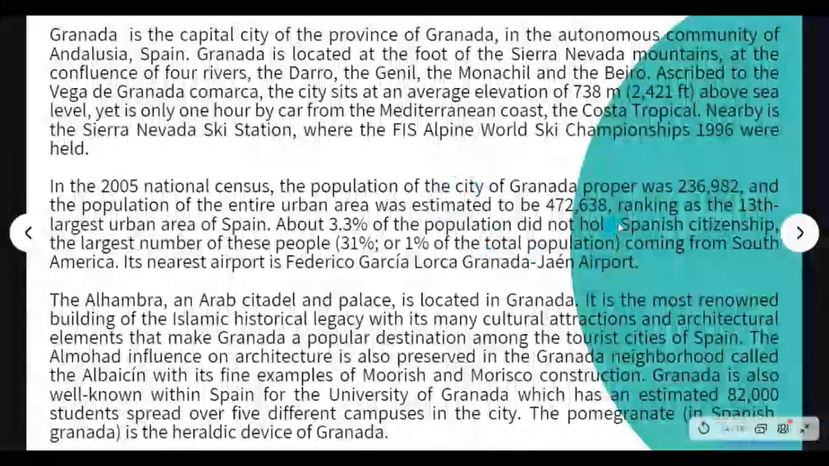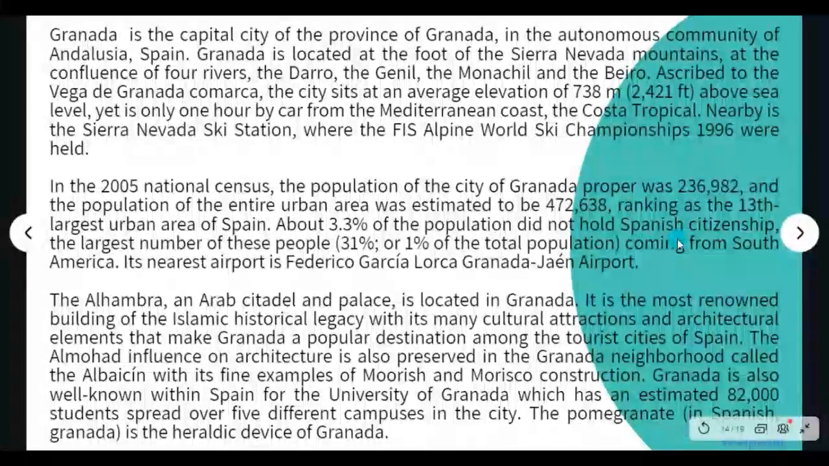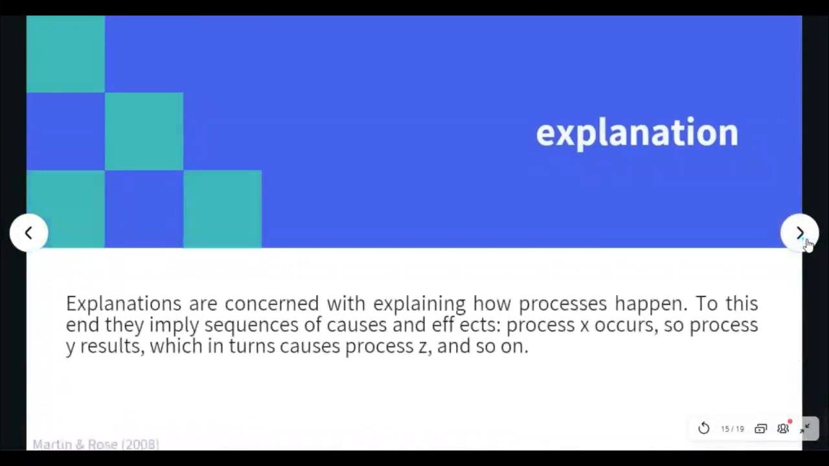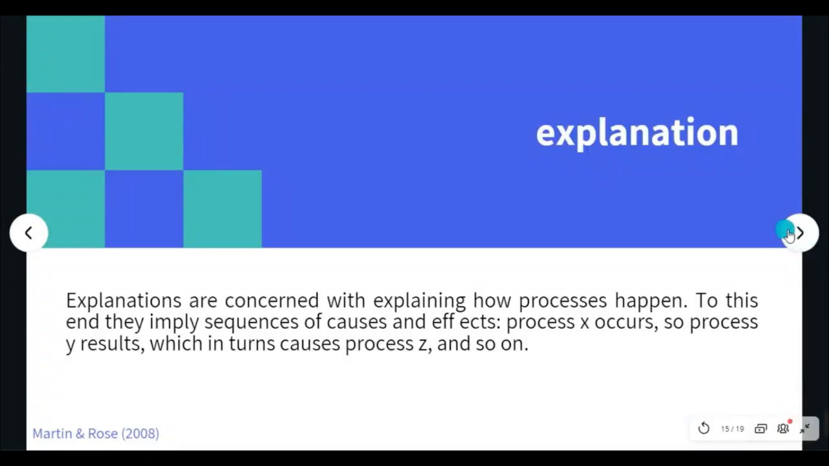Okay, this paragraph explaining about the national census of Granada. It's still describing this city. Okay, and then the second one is explanation. The next session, you're going to write explanation genre or explanation text by firstly reading on explanation text. So what is explanation?